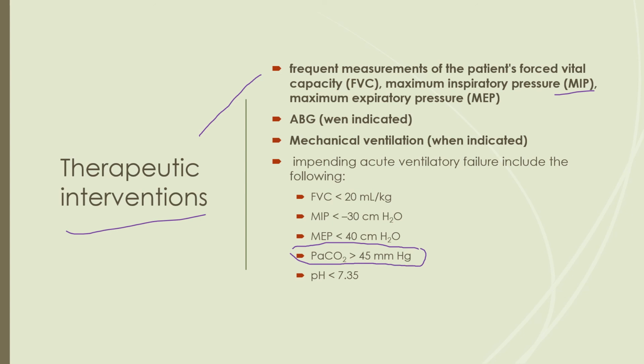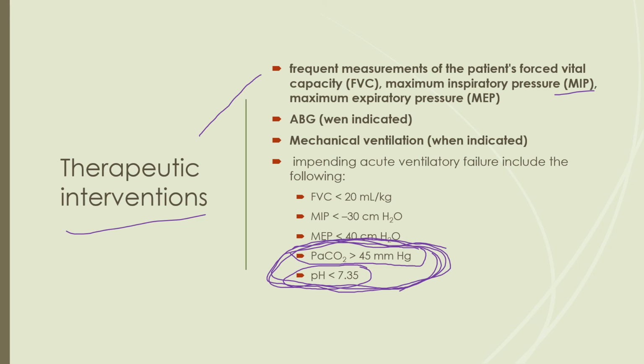That's an indication for mechanical ventilation, or a pH of 7.25. This is just saying, hey, they're trending in this direction. They're hypoventilating, so we might need to put them on mechanical ventilation. So greater than 45 and less than 7.35, they're trending. That actually might be an indication to put them on the vent earlier than waiting till they're in complete failure. MEP less than 40 or MIP less than 30.